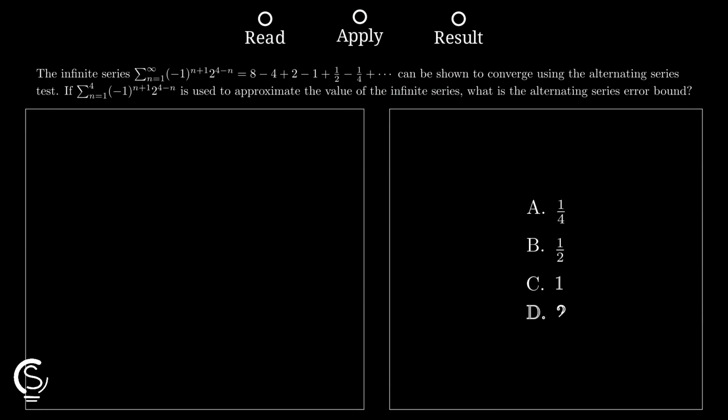First, we need to look at the partial sum given in the problem. Since we are using the first 4 terms for our approximation, the error bound is the 5th term.